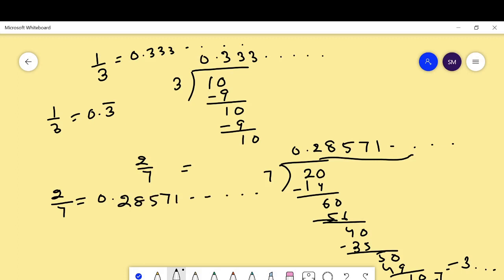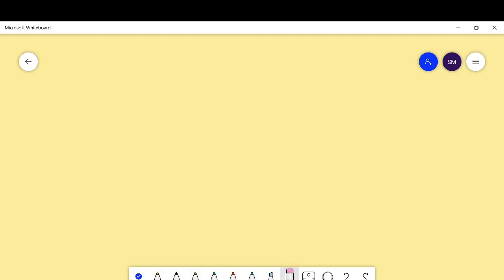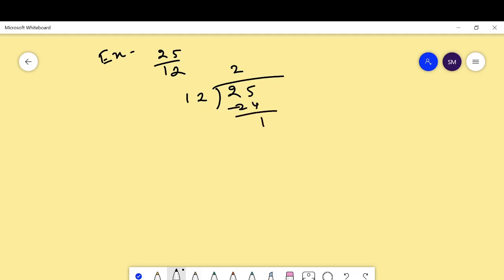Then suppose we convert another question. Take some more examples, you will be clear about it. Suppose 25 upon 12 is given, convert it into decimal form. Then by using the long division method, 12 2 ja 24, then we get 1. Then put a decimal here, add 0. Then here, by taking 10 we cannot get the answer because 10 is less than 12. Then put another 0 here, then put another 0.